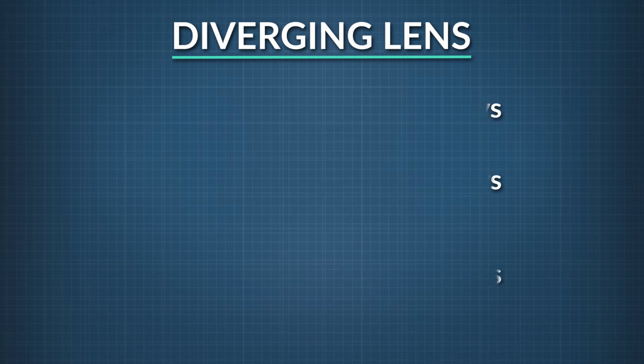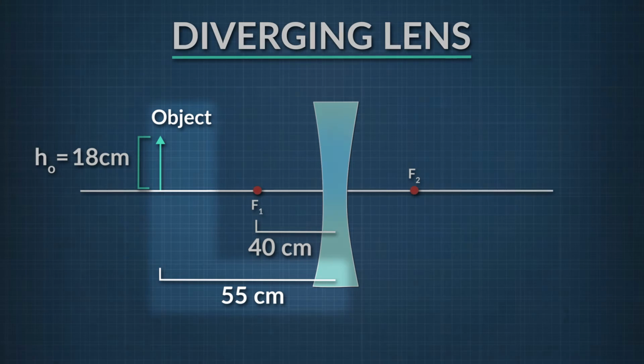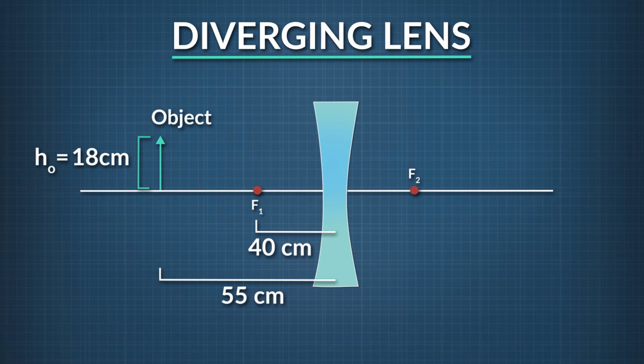In this example, we have a diverging lens with a focal length of 40 centimeters, an object distance of 55 centimeters, and an object height of 18 centimeters. We want to know, what is the image height and distance to the image? First things first, let's draw a sketch of the given information, and then we'll do a principal ray diagram. Our sketch should look like this.